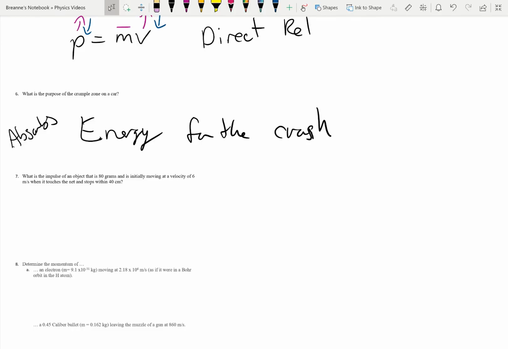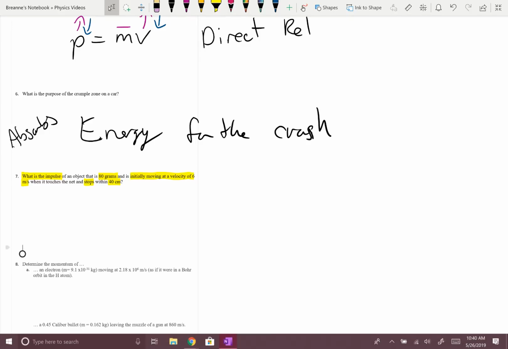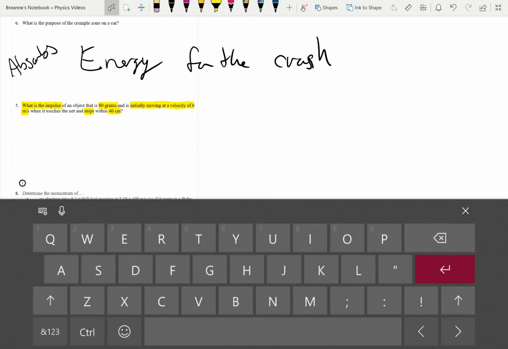What is the impulse? So we're looking for the impulse of an object that is 80 grams and is initially moving at a velocity of 6 meters per second when it touches the net and stops within 40 centimeters. I need some more room on this one.